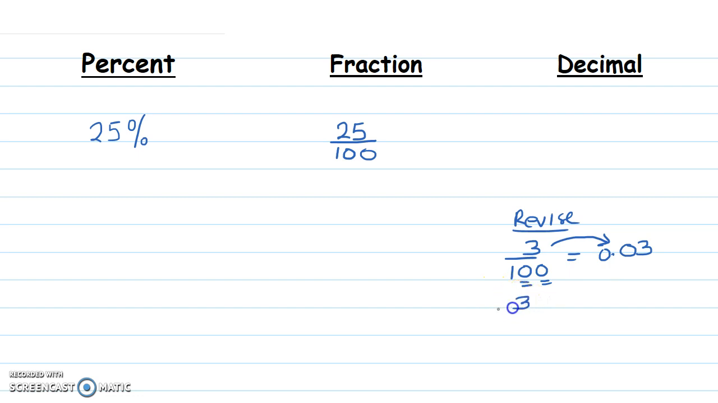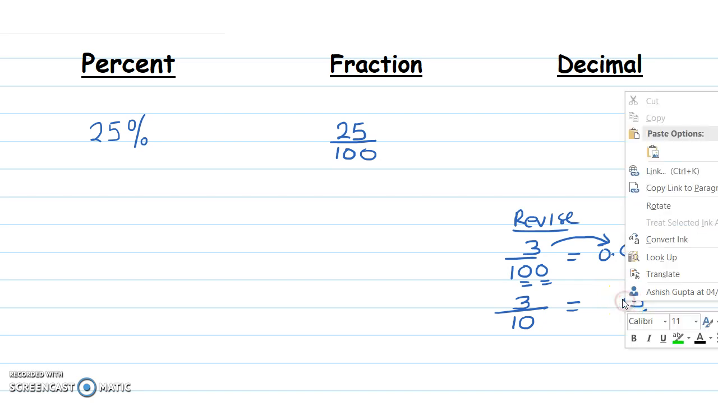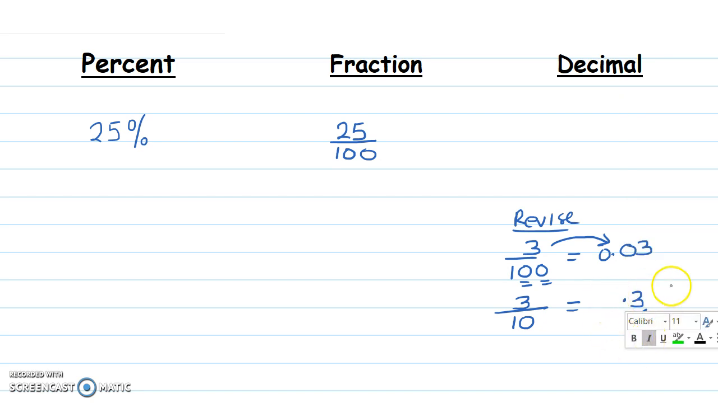If 3 is divided by 10, how many zeros are there? One. So the point will be after 1 digit. Count from here, 1, and this is the point. Just like small babies are not left alone, this decimal point is not left alone, and we always give another zero here to look after it. So this is 0.03 and this is 0.3.